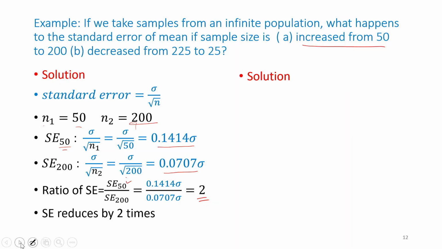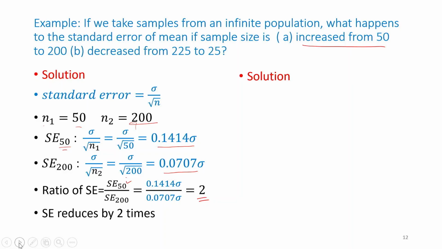So what is the conclusion? That the SE reduces by 2 times if we increase the sample size from 50 to 200, so we increased it by 4 times. The standard error decreases by 2 times. So by increasing the sample size 4 times, the standard error reduces by 2 times. So that is how the answer will be.